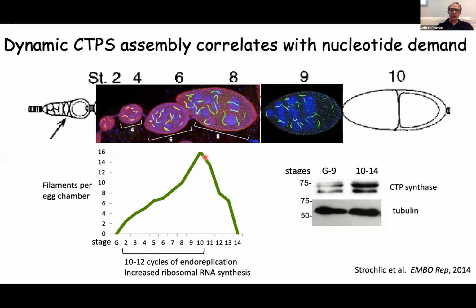Now at stage 10, you'll notice all of a sudden filaments begin to disassemble. And this is despite the fact that CTP synthase protein levels remain high. And so we were intrigued by this carefully choreographed assembly process and wondered if it was providing a biological function in the ovary context to support egg production.